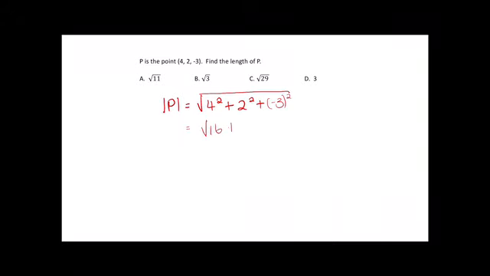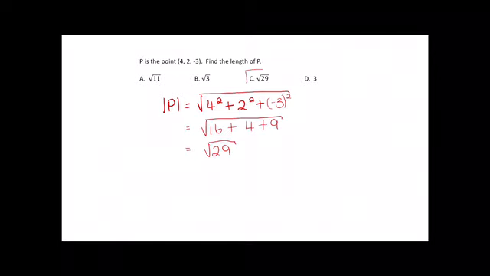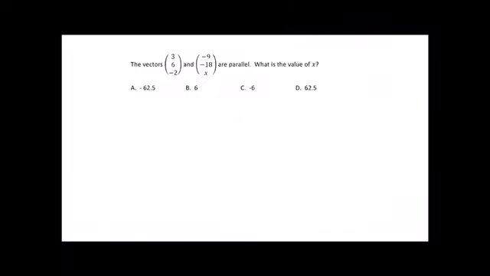So that's going to give us 16 plus 4 plus 9, which then gives us root 29. At that point, we would check to see if that surd could be simplified. It can't. There are no square numbers that fit into it. So looking at our options, we can see that the answer for question 2 is C, root 29.